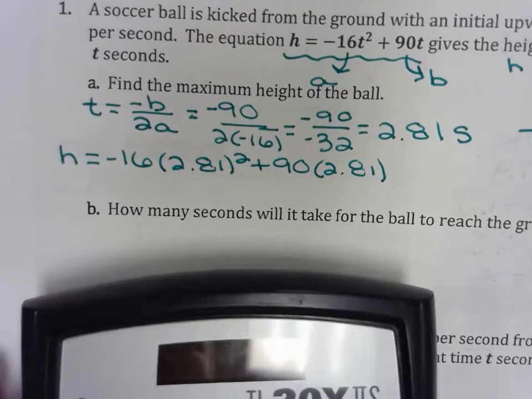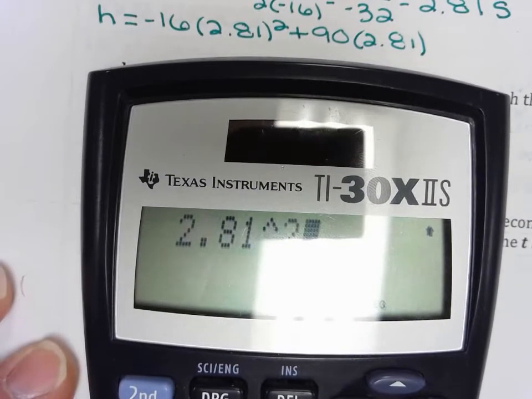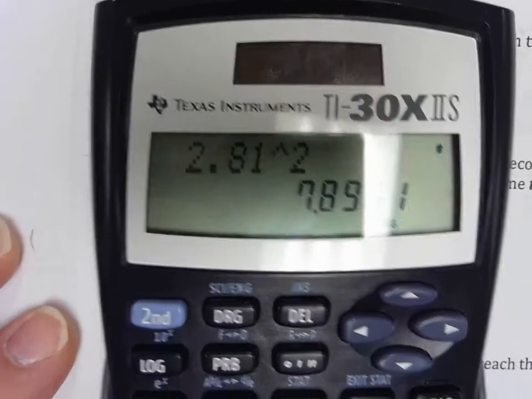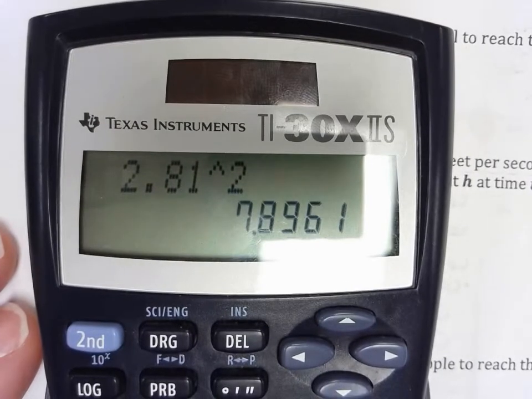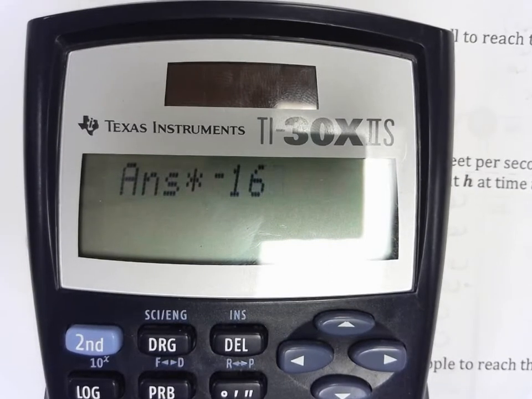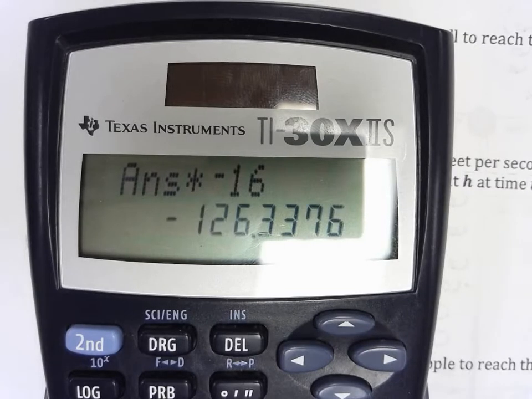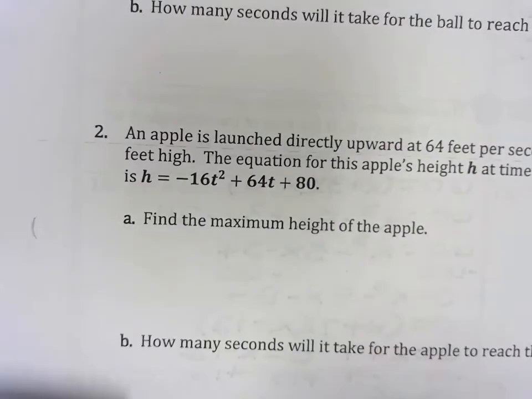So do your exponent. On your calculator, I would do this step by step. 2.81 raised to the second power, and that will give you 7.8961. Now I'm going to take that and multiply by what? Times negative 16. If you want to skip some steps, that's fine. But square it first, you'll get an answer, and then if you just plug in times negative 16, it'll take your answer and multiply by negative 16. And that will give you negative 126.3376.